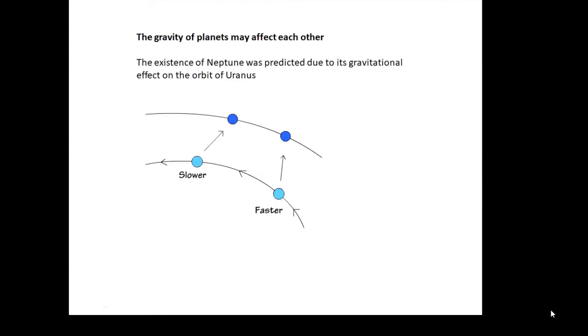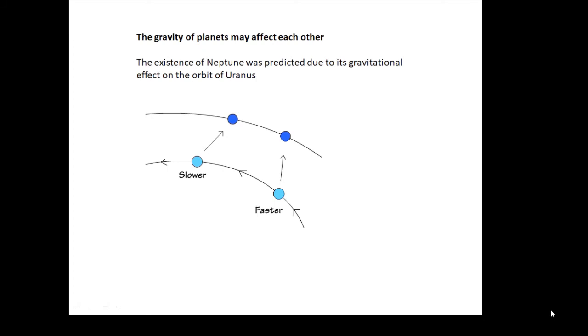The gravity of planets may affect each other if they're close enough, and in fact this is how the existence of Neptune was predicted, by the effect of its gravity on Uranus. Basically, looking at the orbit of Uranus, at a certain point in its orbit it appeared to be travelling faster, and then it slowed down again, and it was predicted that a large other planet was affecting its orbit, and that's how it was discovered.